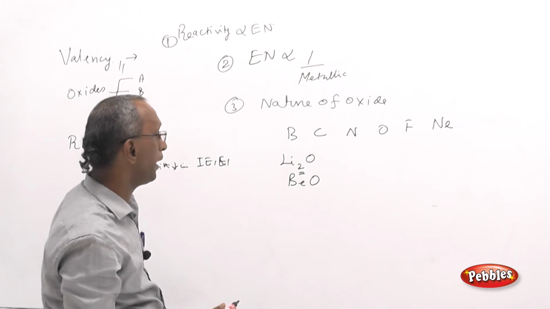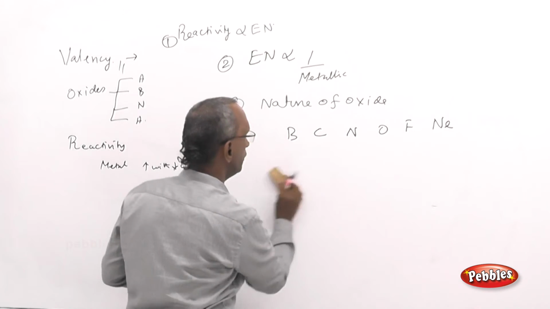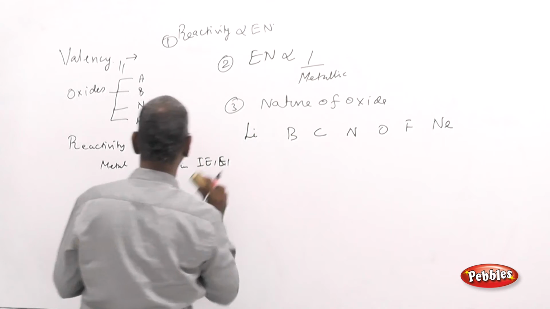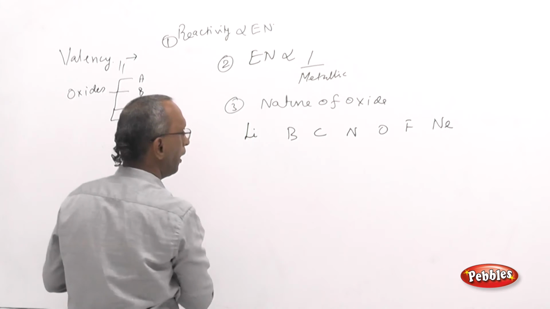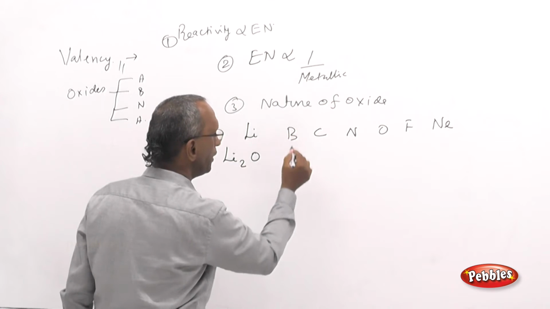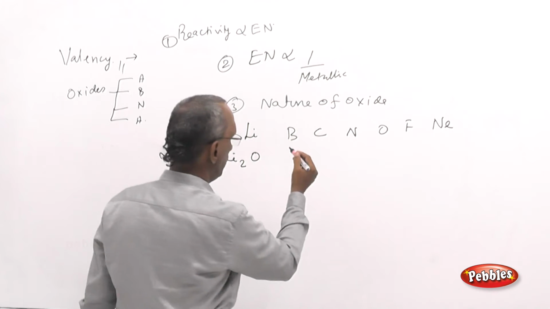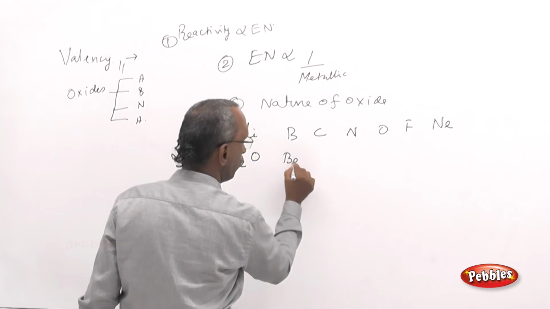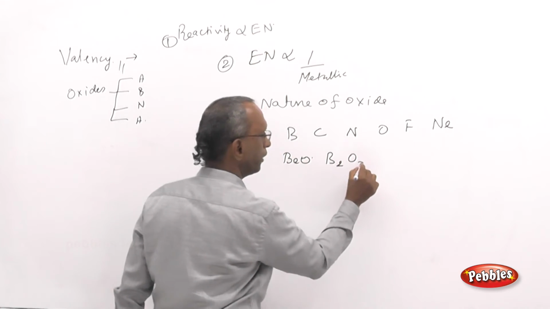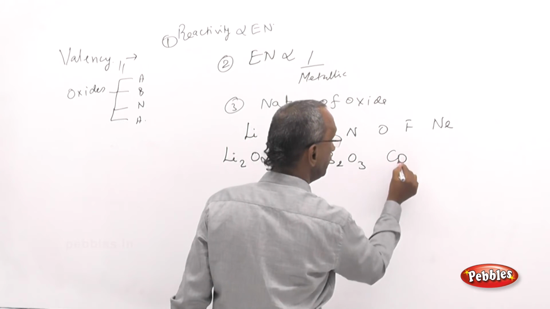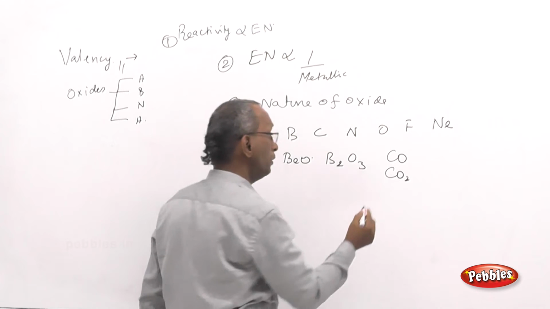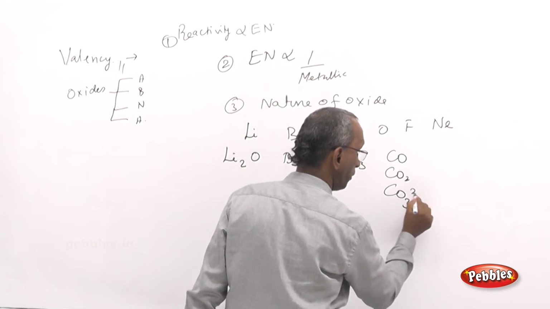So first let us write the oxides of the one period elements and then let us compare them. Lithium oxide is Li2O. Beryllium, BeO. Boron oxide B2O3. Carbon oxide, 2 types of oxides, carbon dioxide, carbon monoxide, and also carbonate is also stable, carbonic acid.